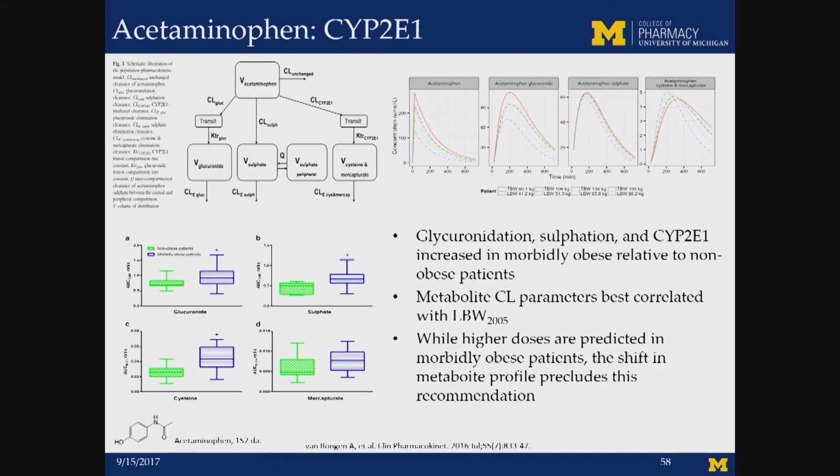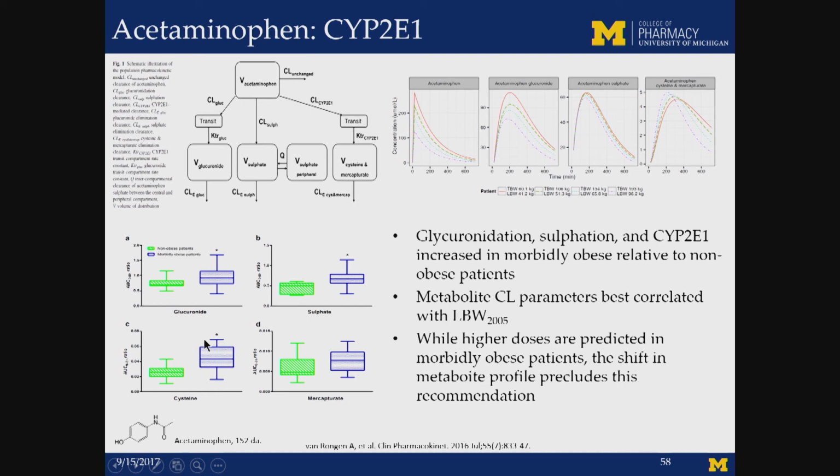For other drugs like acetaminophen, this is actually metabolized by multiple pathways, and so it's not really a good probe for CYP2E1, but this is an important study because it shows a shift in the metabolic profile in morbidly obese individuals, represented by the blue box plot, versus the green box plot of non-obese individuals.